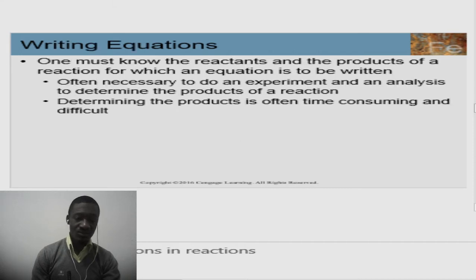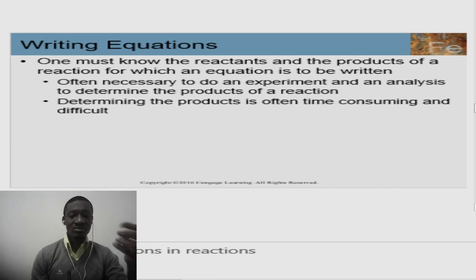So writing your equations is very important. When writing your equation, there are certain rules you have to play by. You must know the reactants and the resulting products from the reactants. You don't jump into a reaction without knowing what the outcome will look like, because bad chemistry is just reacting stuff without knowing what the possible outcome is.